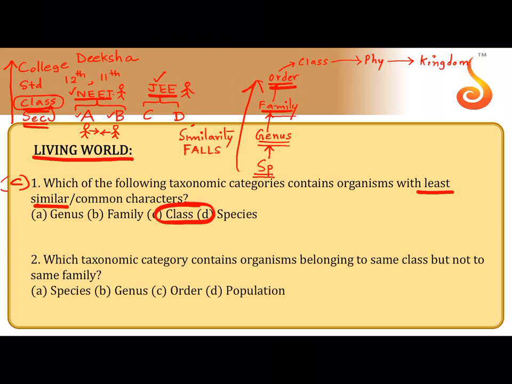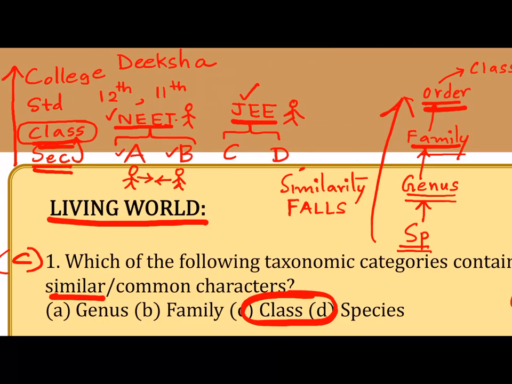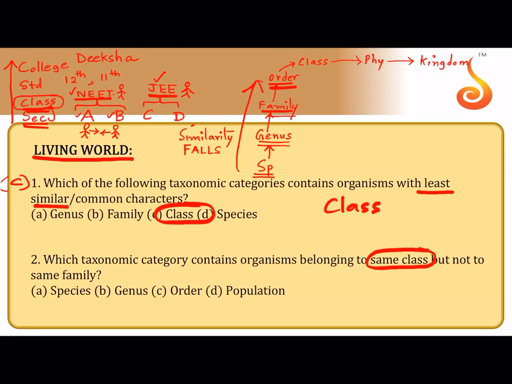Second question, which taxonomic category contains organisms belonging to the same class? Same class means, again you should write down class, which is the rank below class. Sorry. So below the class you have order. You have put many orders which are similar to each other in the same class. So same class includes what? It includes different orders. Why have you put different orders in the same class? Because they share some similarity. So the answer is the third option.